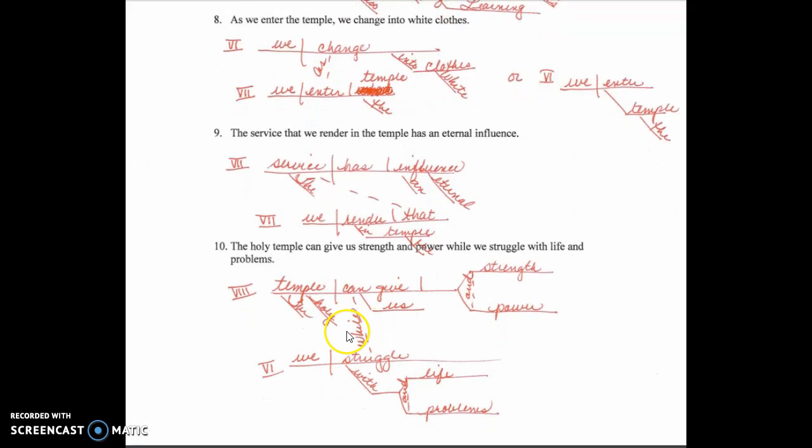And then number 10, the Holy Temple can give us strength and power, is the first clause. So we have temple, our two verbs can give. Give what? Give strength and power to us. Again, if you reorder, put the direct object first and then the indirect object with that implied "to." That makes it more clear. And so we have subject, action verb, direct objects, and our indirect object makes that a pattern 8 with our modifiers underneath.